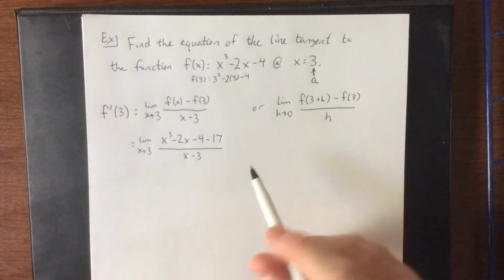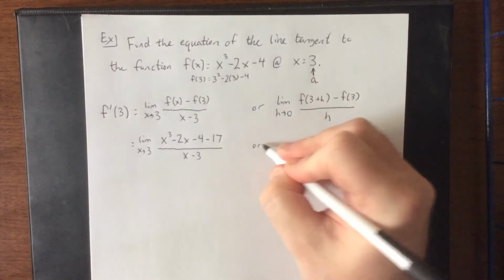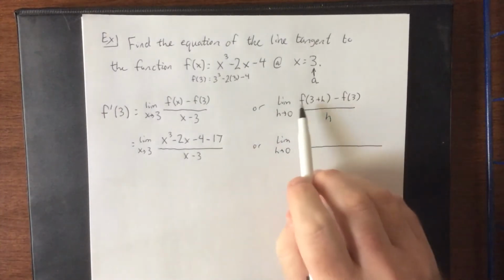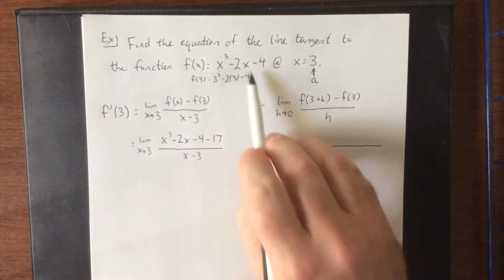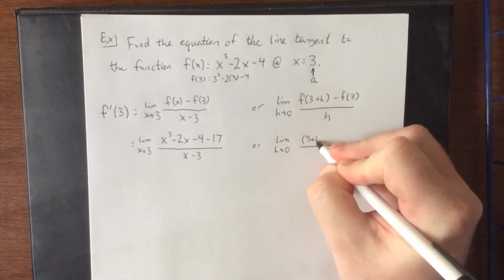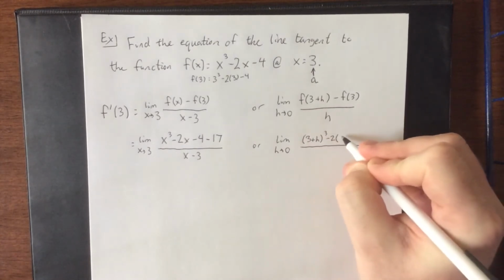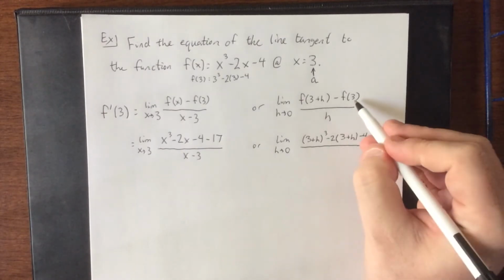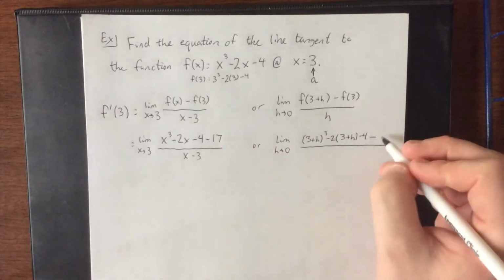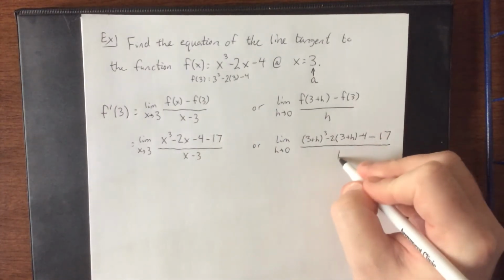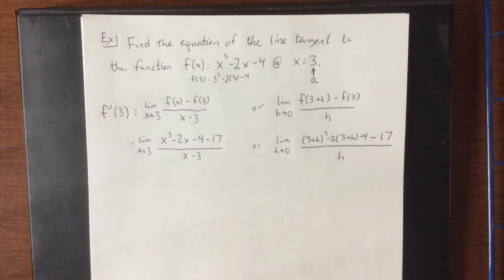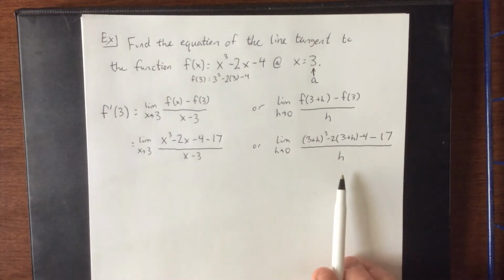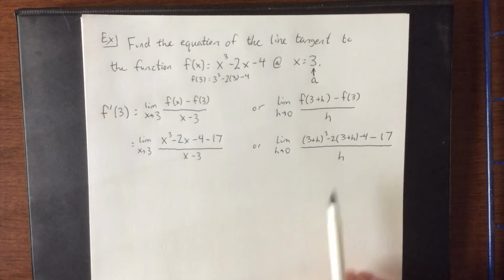Now I'm going to jump over here for a moment and finish setting this one up. Then we'll jump back to the first one and evaluate that one completely. So f of 3 plus h says replace all of your x's with a 3 plus h. So this will be 3 plus h, quantity cubed, minus 2 times 3 plus h, minus 4, minus f of 3, which we already got from back here, which was 17. This is all going to be divided by h. Now there are advantages and disadvantages to both of these. This one is going to require factoring, and this one is going to require expanding, both of which are doable using techniques of algebra.